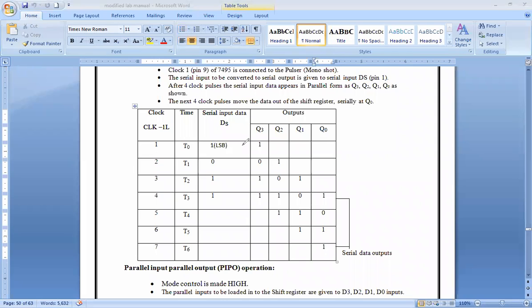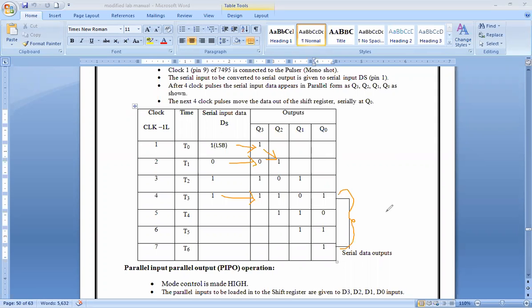So at T naught, at that instant of time, 1 as usual comes here. Then 0 comes here. This one is shifted towards the right because mode is 0, clock 1 is enabled, right shift is happening. So at this point of time, this one comes here and I have got my data. Now I am not taking data across Q3 and Q0. I am not taking data like this, but instead I am taking data only across Q0.